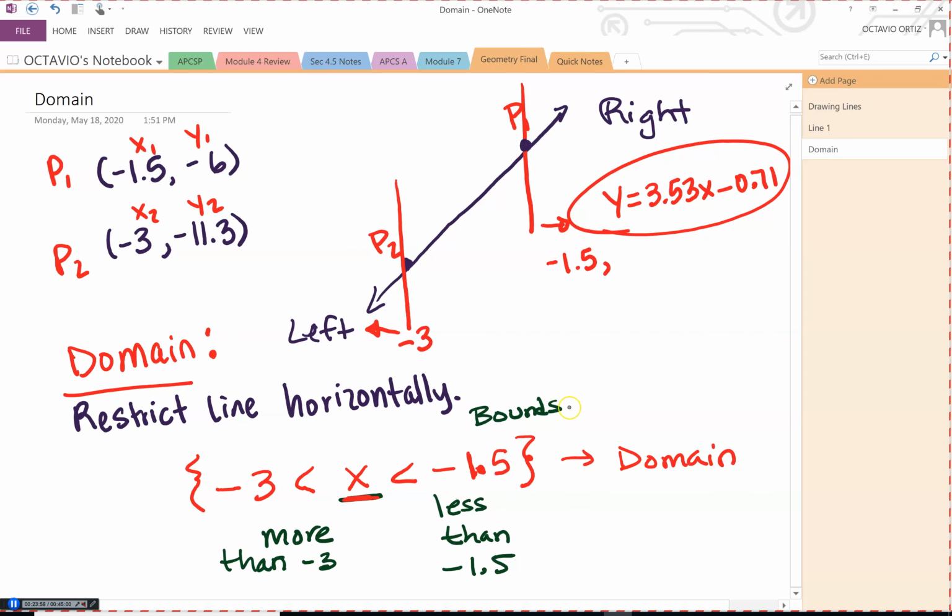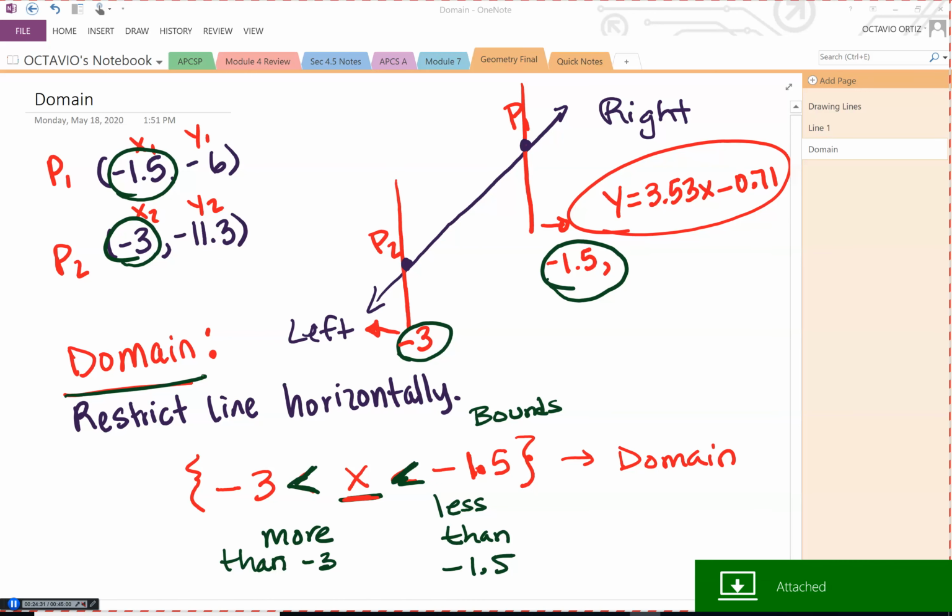Think of these as your bounds, meaning that's where we stop. We don't want to go more than negative 1.5. We don't want to be less than negative 3. Notice the less than and greater than symbols right there. I am taking the x coordinates here. That's where I'm getting those numbers from, negative 3 and negative 1.5. I'm not caring too much about the y coordinates. And so we're going to restrict the domain of the line. Let me show you how that looks on our graph. We're almost done here.